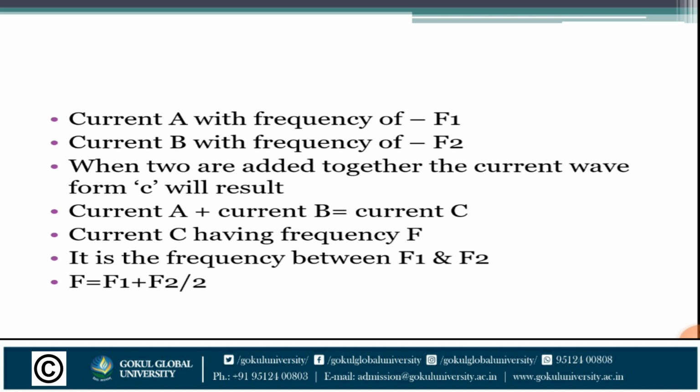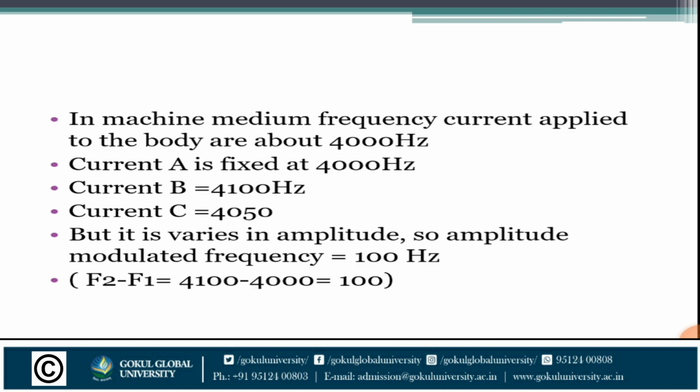Current B falls in and out of phase with A, alternately reinforcing and weakening it. It is the frequency between F1 and F2. This resultant wave C is also sinusoidal, having a frequency F. F is the frequency between F1 and F2, that is, F is equal to (F1 plus F2) divided by 2. In machines, the medium frequency current applied to the body is about 4000 Hz.